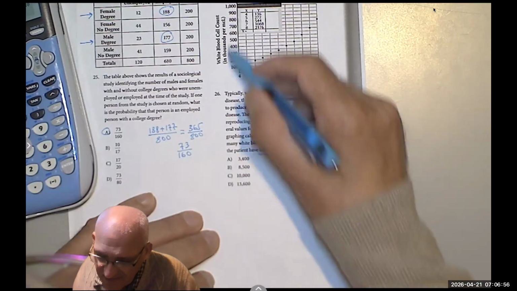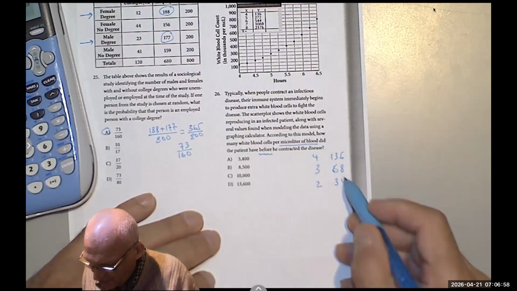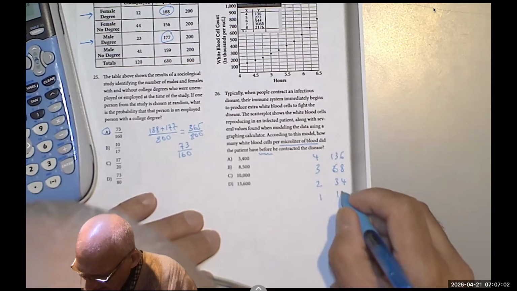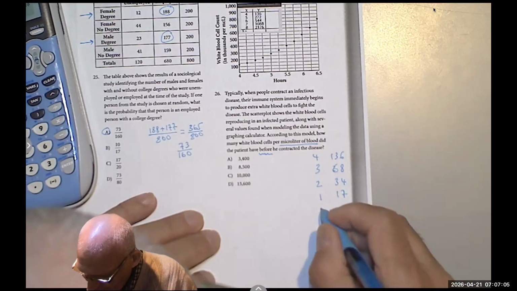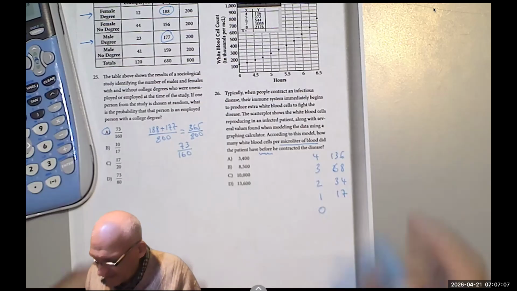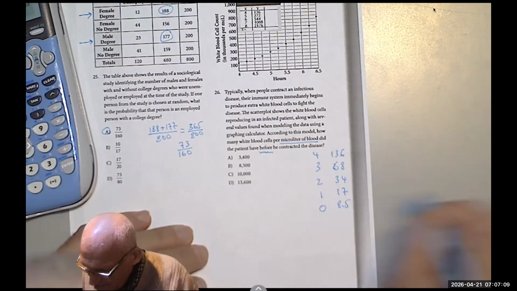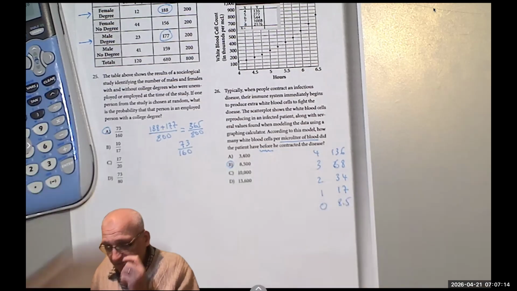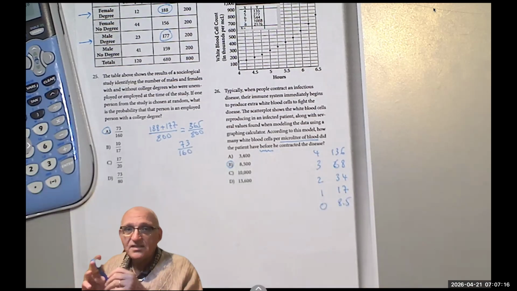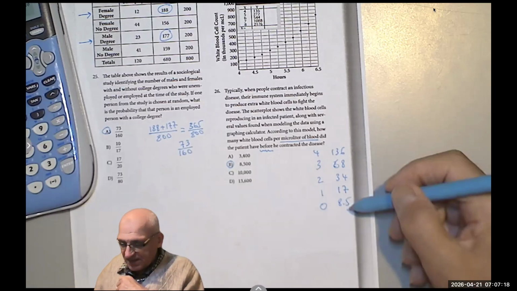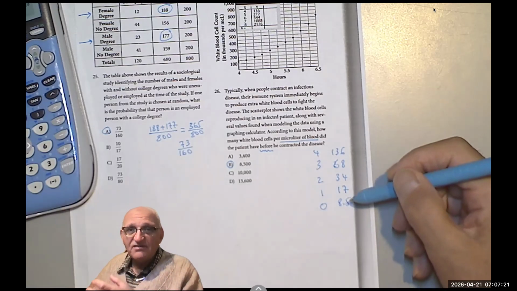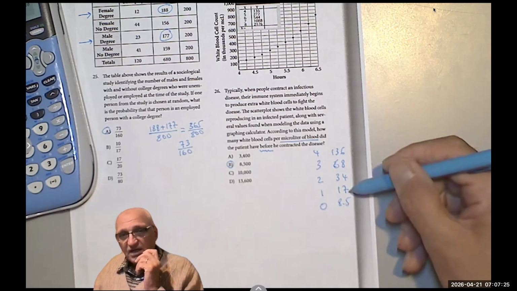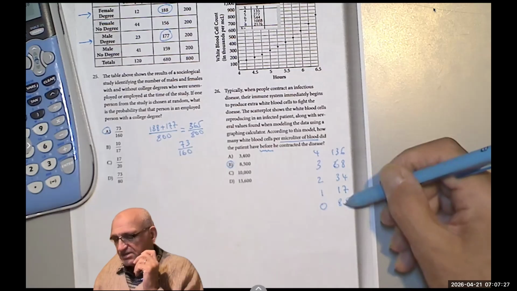Notice this number is in thousands, of course. At hour 1, I get 17. And at hour 0, meaning before the infection, it's 8.5. When you multiply it by 1,000, you get 8,500, which must be B. Once the patient had 8,500 white blood cells, after the first hour of infection, this number starts doubling.